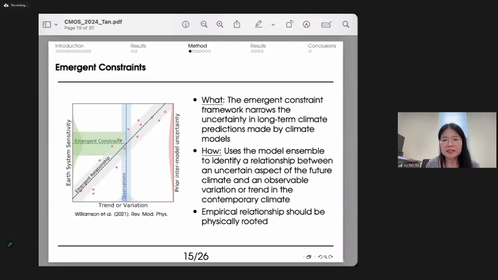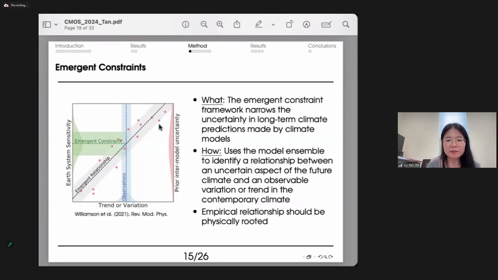If one of the variables is well observed and therefore easily constrained, let's suppose that variable is on the x-axis, and the other variable that's well correlated with it, on the y-axis, is a variable associated with future climate change that's highly uncertain. So it exhibits some prior intermodel uncertainty. Well, what we can do then is use the observed variable to constrain the future climate change variable. So in this diagram, let's suppose that the observed range in the x-axis variable is this blue shading here, and that each red dot represents an individual Earth system model that's part of CMIP5 or CMIP6.